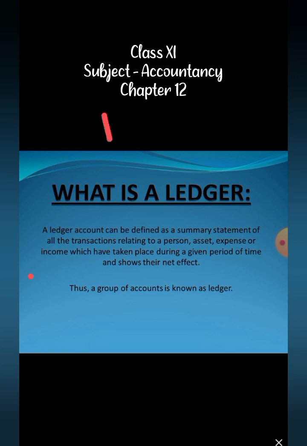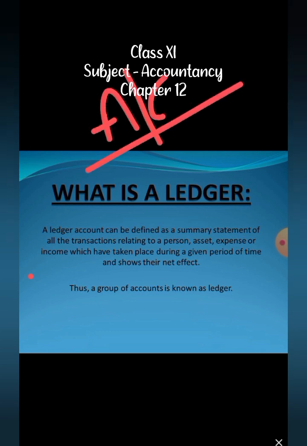A ledger is a particular account. For example, we prepare a cash account, sales account, purchases account. Accounts are related to assets, to income and expenses, and personal accounts are also prepared. For example, your bank account is opened to know the bank account balance. In the same way, we prepare accounts in our business to know the balances.